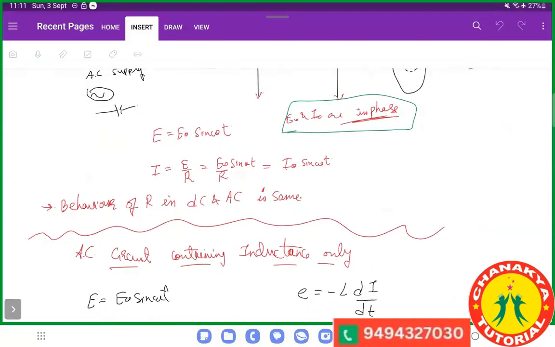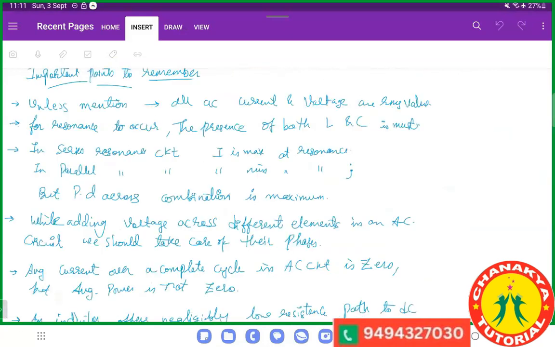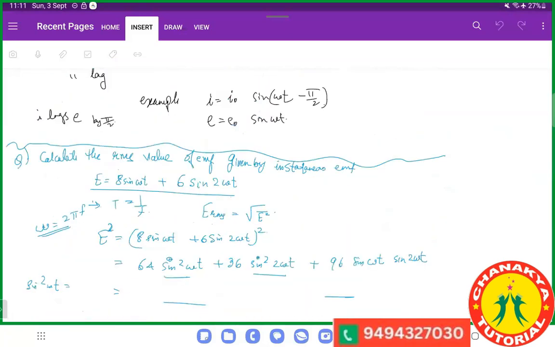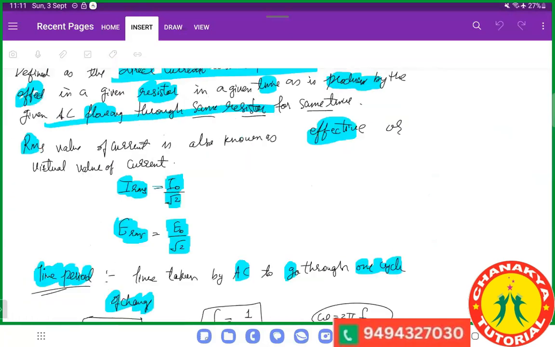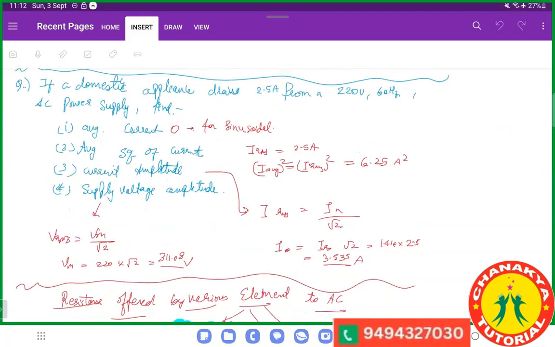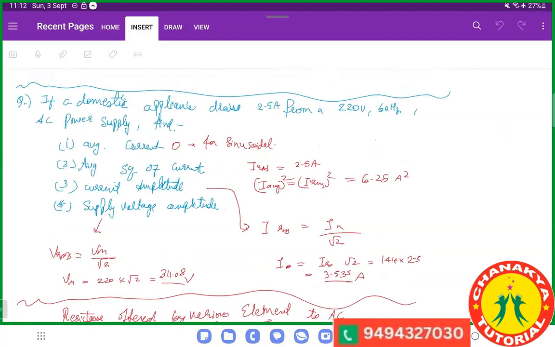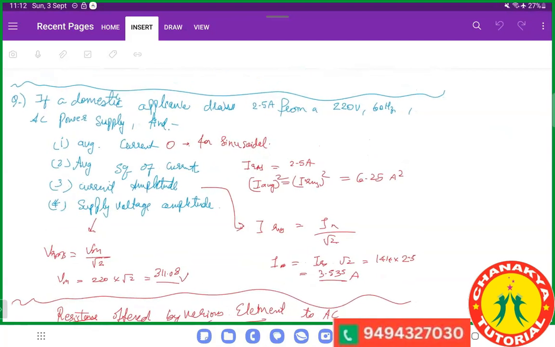I don't think I can finish the whole chapter today, but let's see how much we can, because it's very, very big.